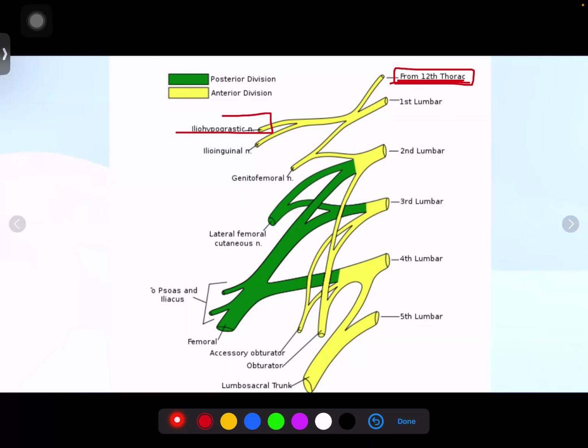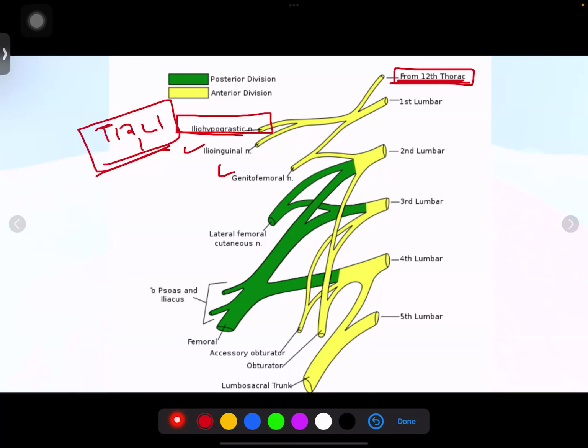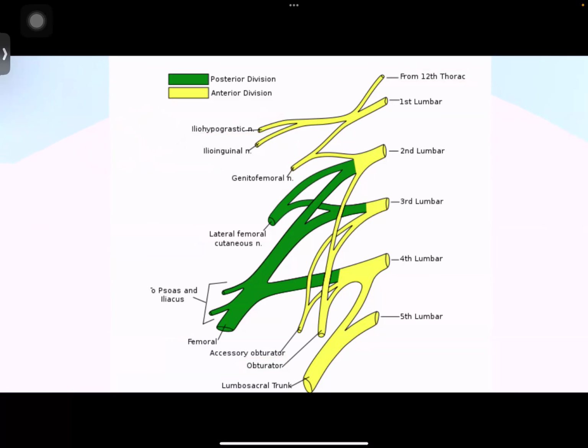And the iliohypogastric nerve, basically its innervation is T12, L1. Okay, so this is also an important thing. They usually come in exams, the nerve roots of the iliohypogastric nerve. Okay, so the rest of the nerves you already know: iliohypogastric, ilioinguinal, genitofemoral nerve, and the obturator nerve. The femoral nerve is from the posterior branches, and the lateral femoral cutaneous nerve of the thigh. Okay, so these three and this obturator are from the anterior divisions, and they are important for the pelvic region.